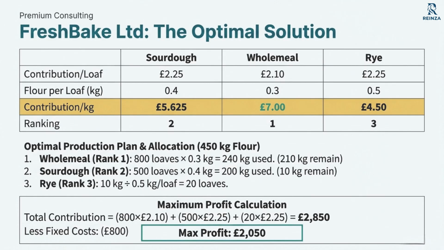Maximum profit calculation. Wholemeal, 800 times £2.10 equals £1,680. Sourdough, 500 times £2.25 equals £1,125. Rye, 20 times £2.25 equals £45. Total contribution, £2,850, less fixed costs of £800. Maximum profit, £2,050 per week.